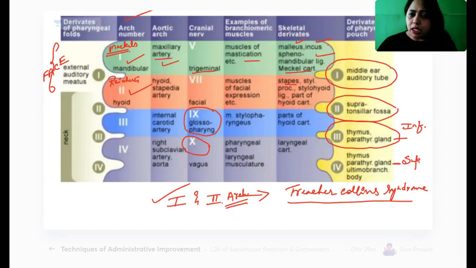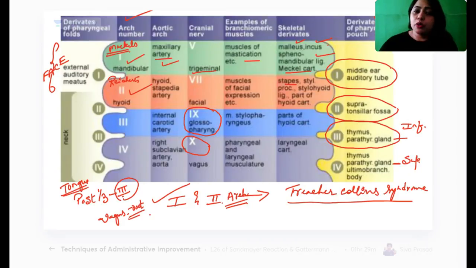Okay, the posterior one third of the tongue develops from where? Tongue posterior one third develops from which arch? It develops from the third arch. That's the reason the posterior one third is supplied by the glossopharyngeal, the upper part. Okay, then the caudal part, lower part, is supplied by the vagus. That is root of the tongue. Okay, so that is why you have to remember third and fourth are very, very important arches for the development of the tongue.